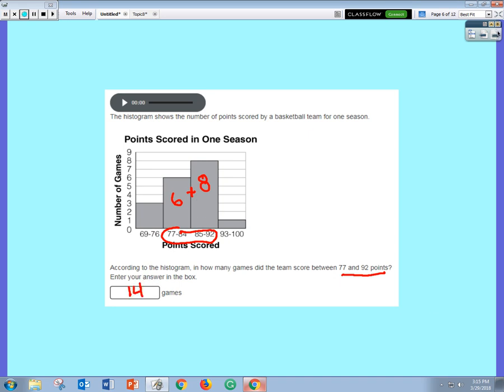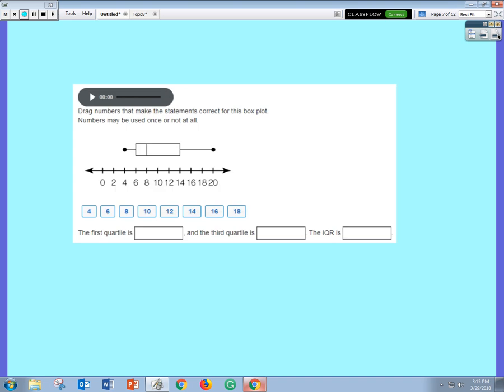All right, moving along. Drag the numbers to make the statements correct for this box plot. Ooh, box plot. I like box plots. We have lower extreme. We have upper extreme. We have quartile 1. We have quartile 2. We have quartile 3. The first quartile looks to be 6. The third quartile looks to be 14.